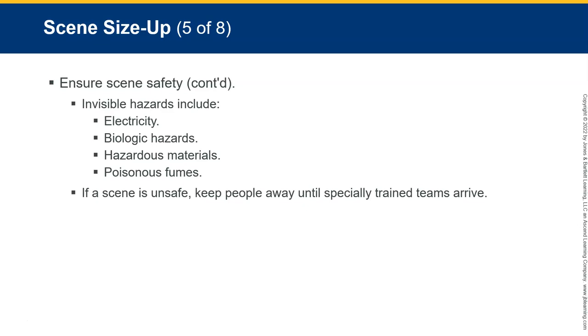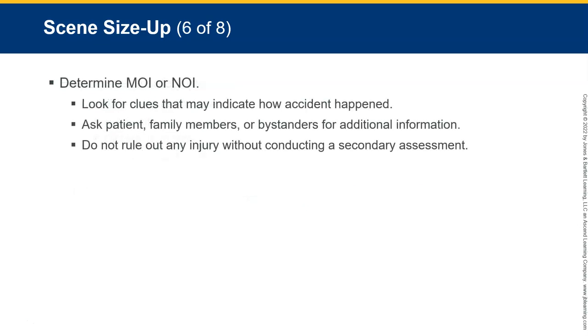So make sure you know your exit routes. Make sure that you're able to get out in a hurry if you need to. Make sure you have on your PPE, whatever that means where you work and whatever kind of scene you're responding to. Now, we're going to determine MOI or NOI. So mechanism of injury, MOI, or nature of illness, NOI. Basically what we're asking is, is it trauma or is it medical?